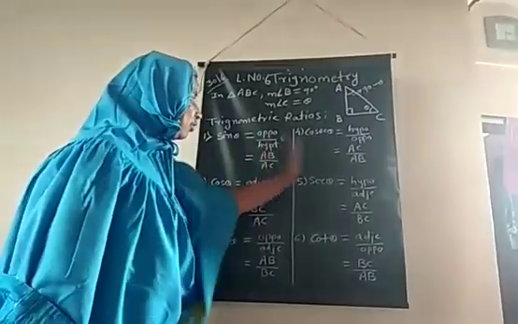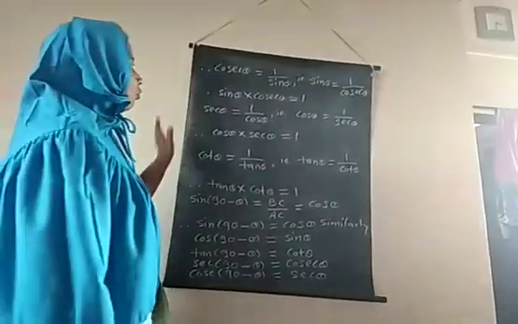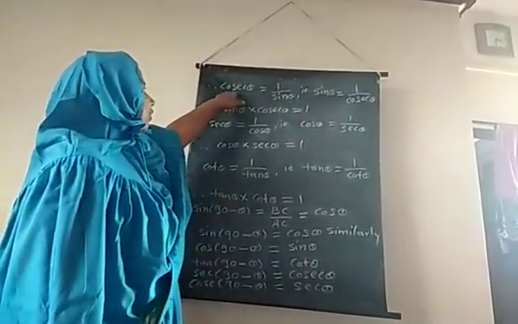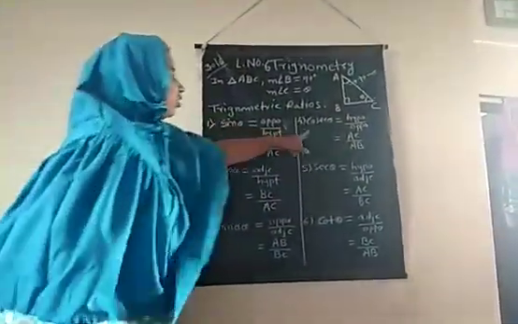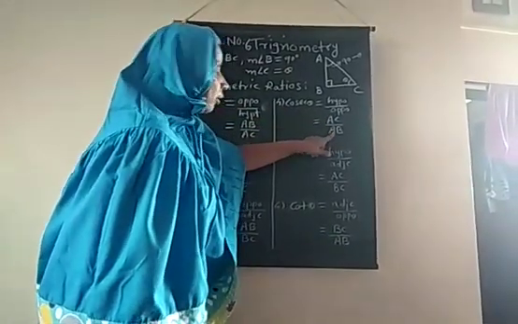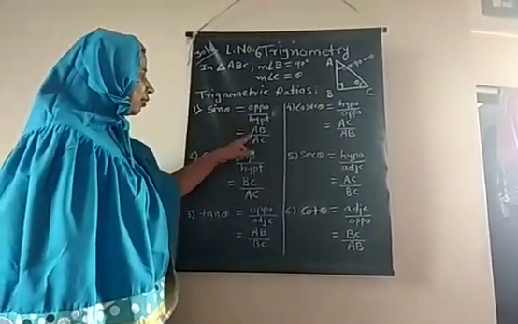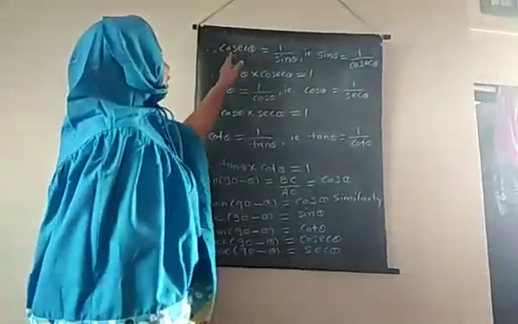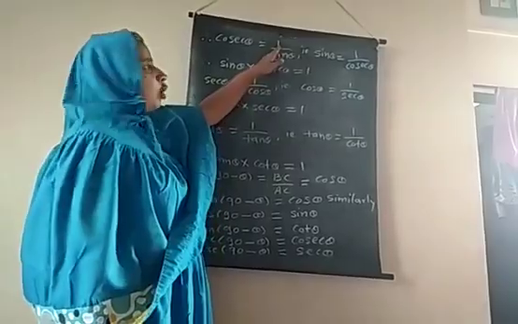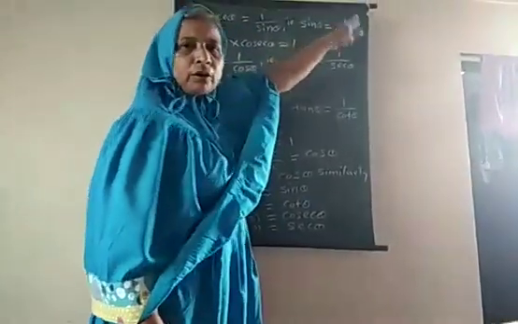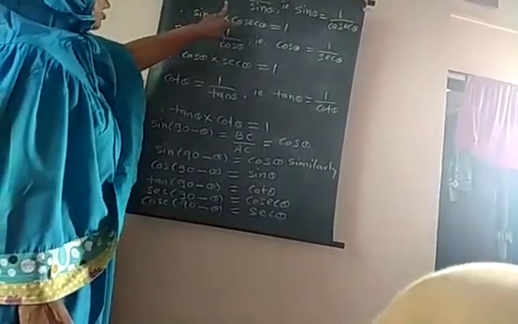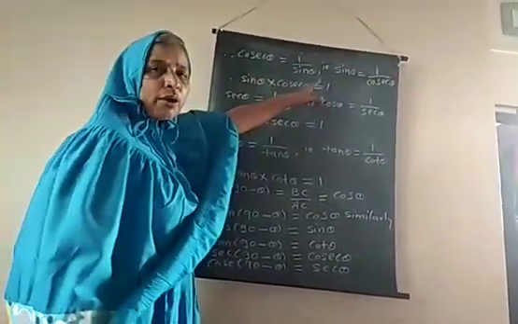Now comparing these ratios, we have these trigonometrical relations. See the cosec theta ratio. Cosec theta ratio is AC upon AB. This ratio is exactly the reverse of sin theta, that is AB upon AC. Therefore the relation between cosec theta and sin theta is cosec theta is equal to 1 upon sin theta, or sin theta is equal to 1 upon cosec theta. Therefore sin theta multiplied by cosec theta is equal to 1.